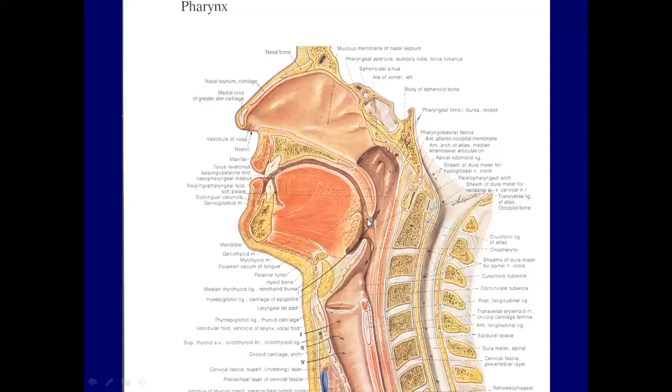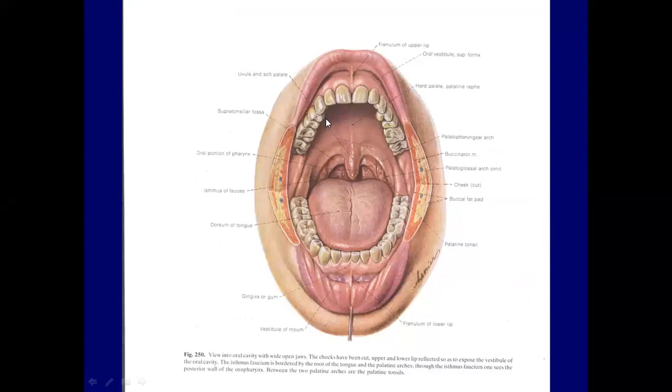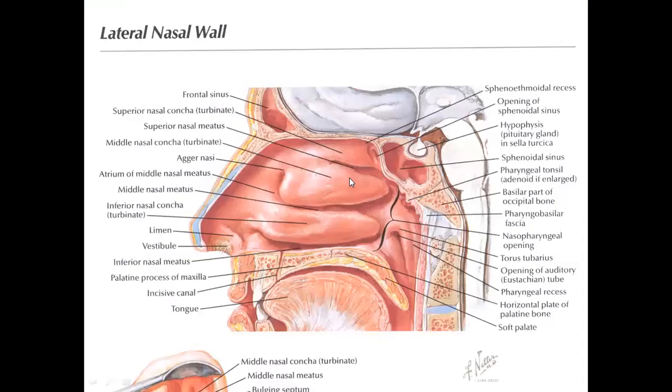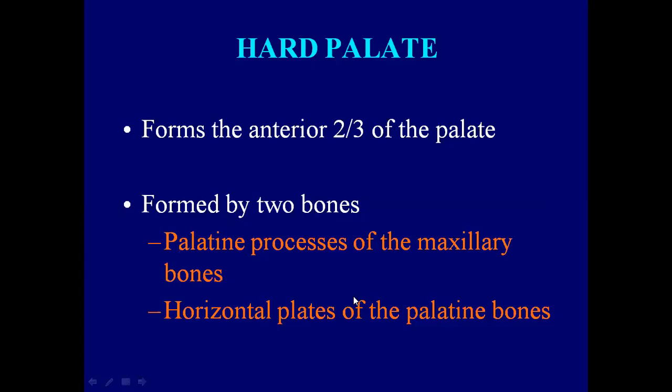If you just observe this picture, this is the nasal cavity, this is the oral cavity. Between the nasal and oral cavity, we have the hard palate. The posterior continuation of the hard palate is the soft palate. Now, if you observe this oral cavity, this is the hard palate and this is the soft palate, right? This is the lateral wall of the nose. Here also you can see the partition bone which is separating the nasal cavity from the oral cavity is the hard palate. The posterior continuation is the soft palate.